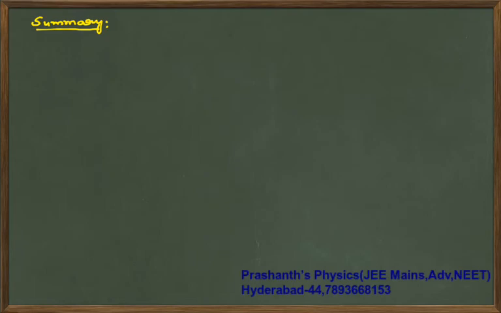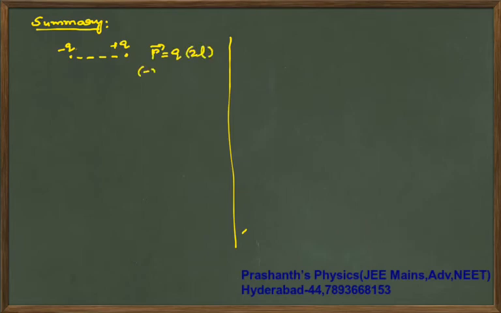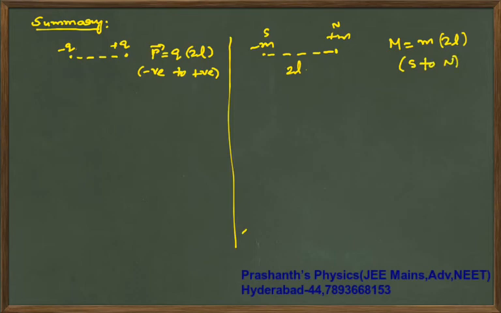Now in electrostatics, if you have an electric dipole with minus q and plus q, your electric dipole moment P is represented by q times 2L. Its direction is from negative to positive charge. If you have a magnetic dipole, that is from south pole to north pole, plus m like this, if this length is 2L, your magnetic dipole moment is m times 2L. Its direction is from south to north.